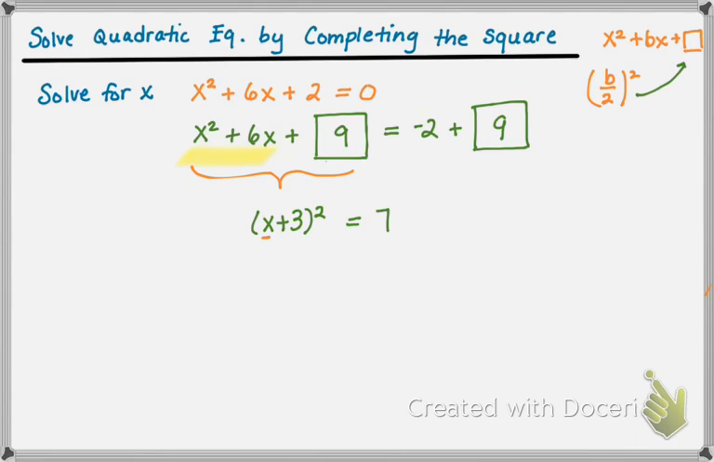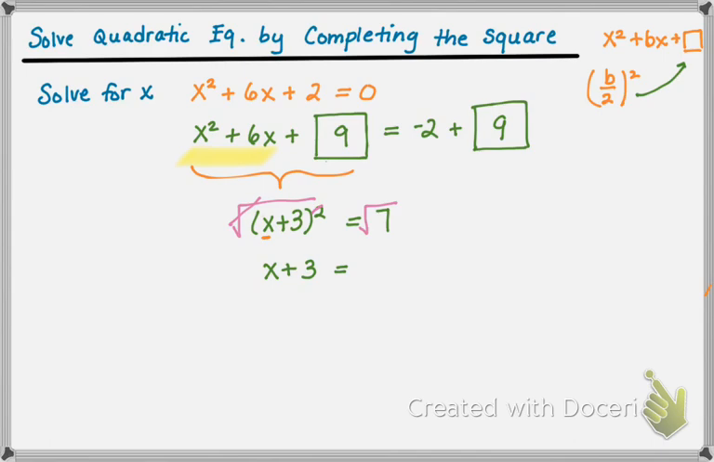I could try to isolate this x. I now only have one term with x's, so I could undo the exponent and move that 3 to get the x by itself. So we're going to take the square root of both sides to undo that square. The square cancels out the square root, and on the left side I have just x plus 3.